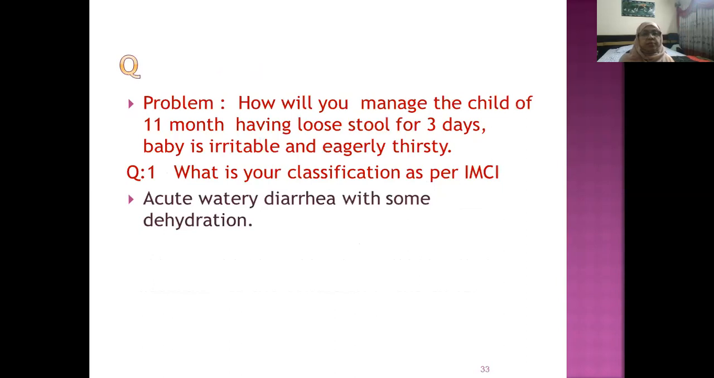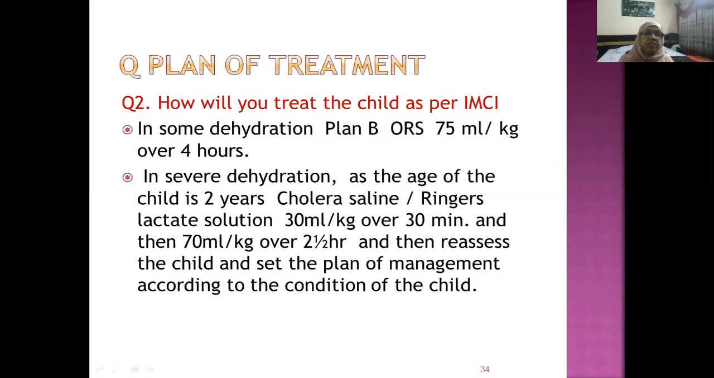So look at the question again. How will you manage a child of 11 months having loose stool for 3 days? The baby is irritable and eagerly thirsty. For this reason, your classification is some dehydration, acute watery diarrhea with some dehydration, and you have to manage it with ORS within 4 hours, and the amount of ORS will be 75 ml per kg.